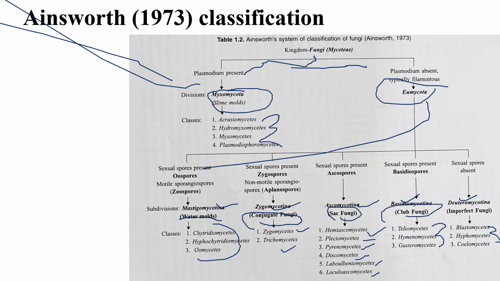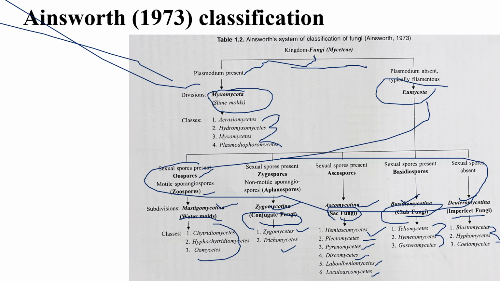It is called a club fungi, where the basidiospores are produced above the club, right? Deuteromycota is generally called imperfect because it produces no sexual stages. And based on what kind of spores it produces, here I'll mention generally: Mastigomycota, the water molds, produce oospores as sexual spores and zoospores as asexual spores.